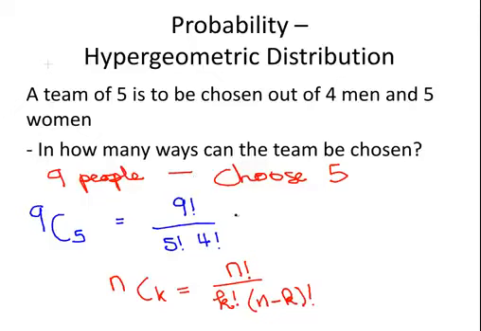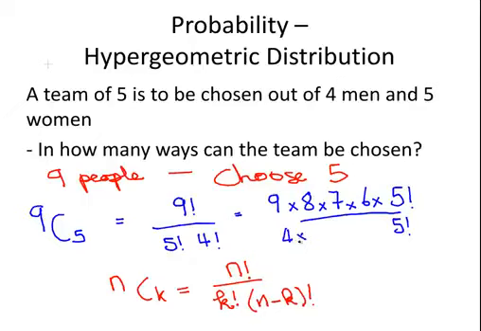So let's simplify this. 9 factorial can be written as 9 by 8 by 7 by 6 by 5 factorial, all over 5 factorial, and we have 4 factorial as well, 4 by 3 by 2 by 1. Now, you can see pretty clearly that the 5 factorials cancel out, so that's okay.